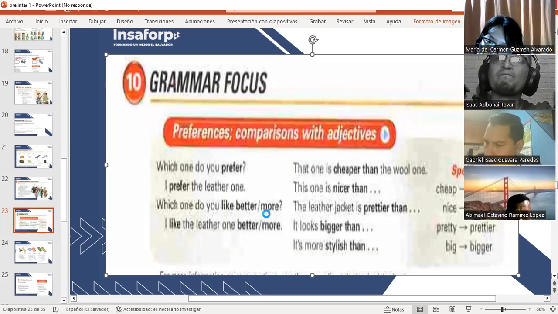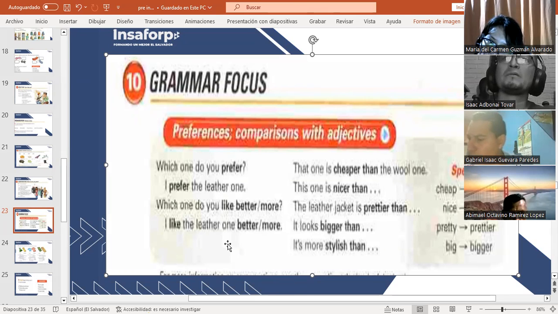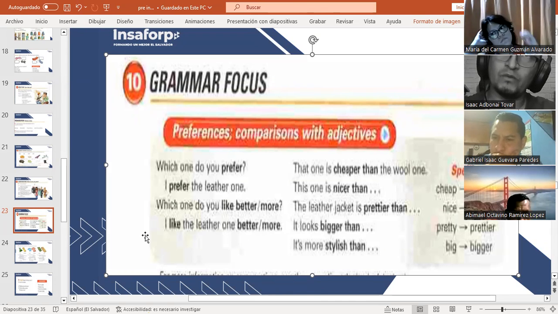If the question is with better, you answer with better. If the question is with more, you answer with more. Got it? Yes or no? Yes, teacher. Good.